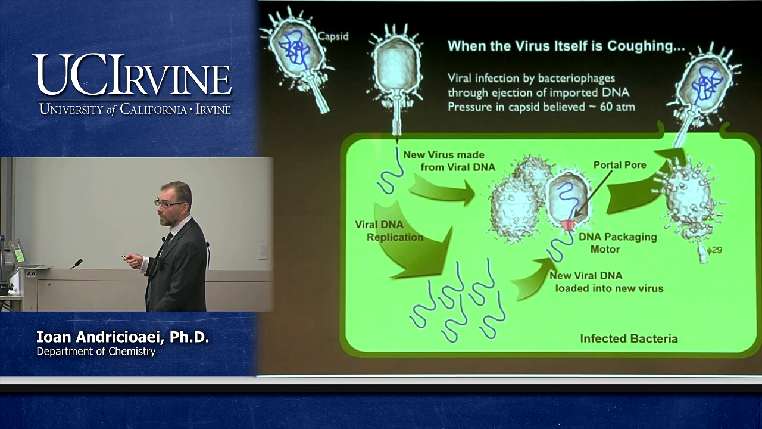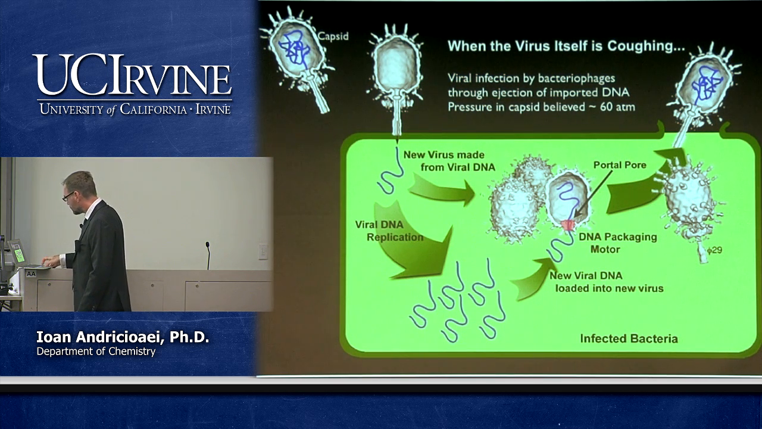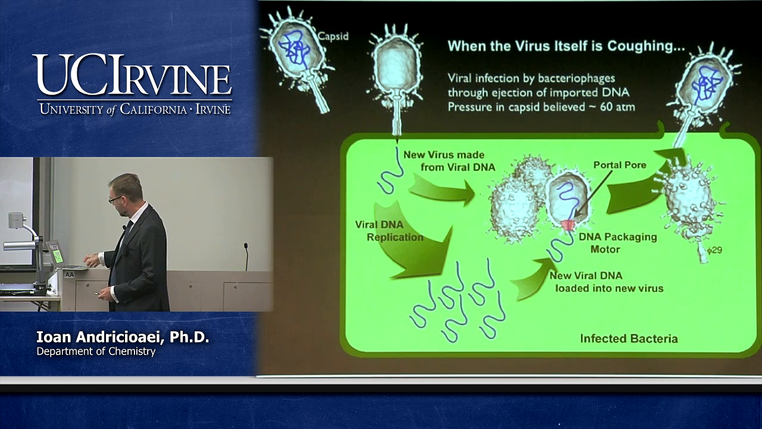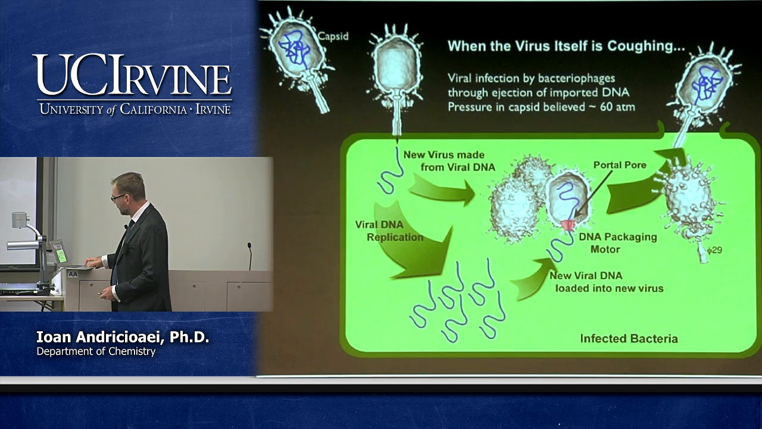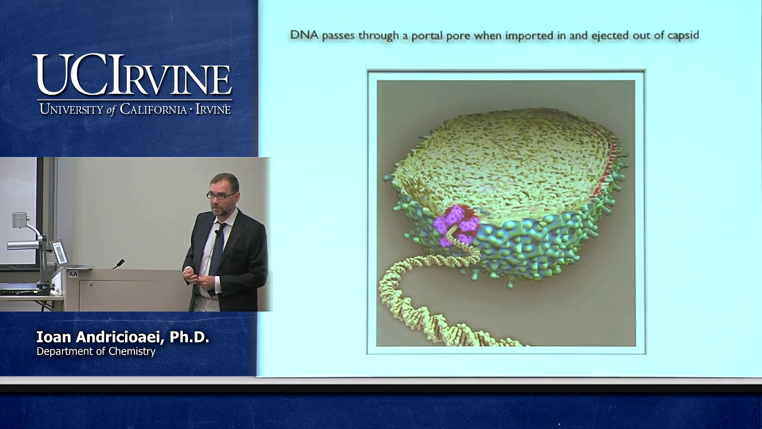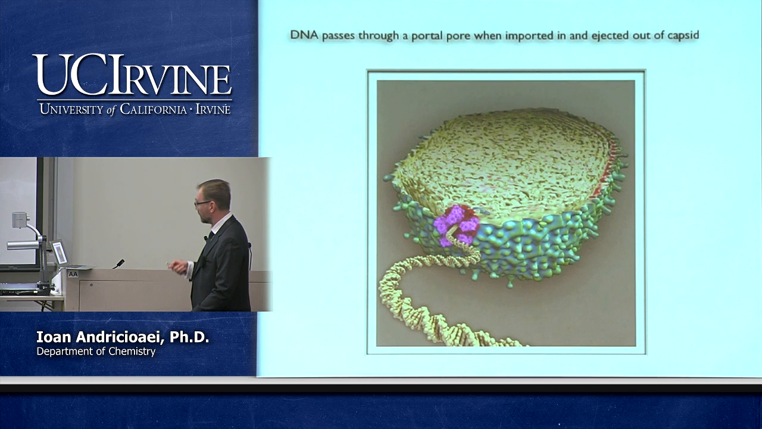When DNA gets out of the champagne bottle, it does so through a neck, through a so-called portal pore, which is this reddish hole here. And that's also where it goes through when it's packed by a biomolecular motor that pushes it around and compacts it. But let's talk about the way it gets out first, instead of talking about how it gets in.